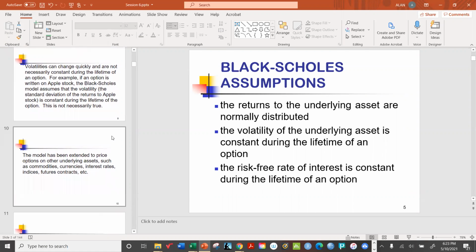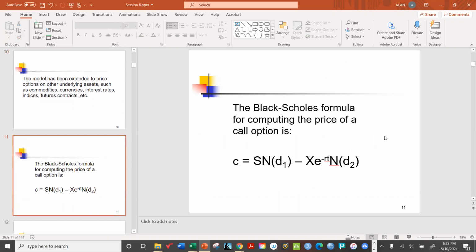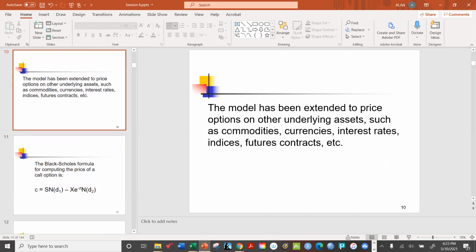All right, now, with all that being said, as I mentioned earlier, Merton, in a series of papers in the early 70s, was able to demonstrate how we can extend the Black-Scholes model to price options on other underlying assets like commodities and currencies and interest rates and all the rest. And so that proved to be hugely important because, like I said, otherwise the Black-Scholes model would have basically disappeared if that wasn't the case.